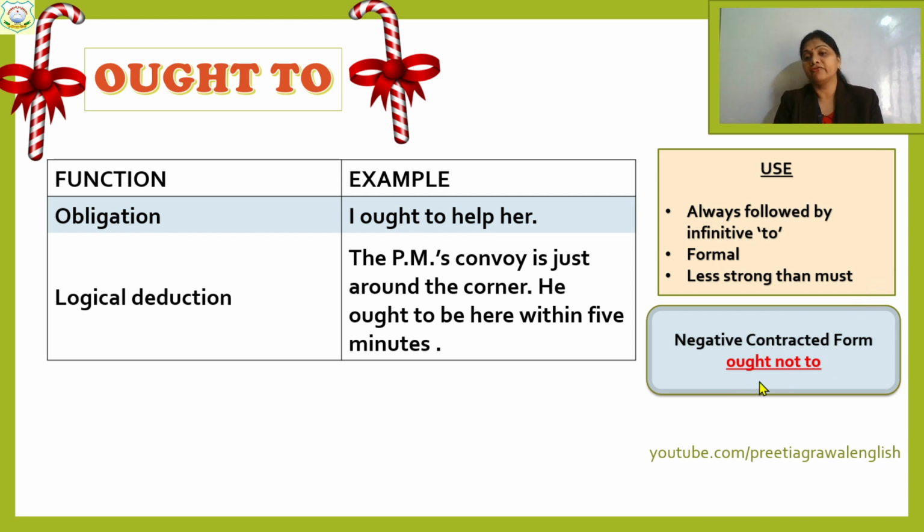The negative form is not a contracted form, it is the full form. So the negative form is ought not to. You cannot write ought to not. Whenever we have to write the negative form, we will write ought not to. I ought not to help her. This is the use in a negative sentence. Between ought and to you will be writing not. I ought not to. Clear?